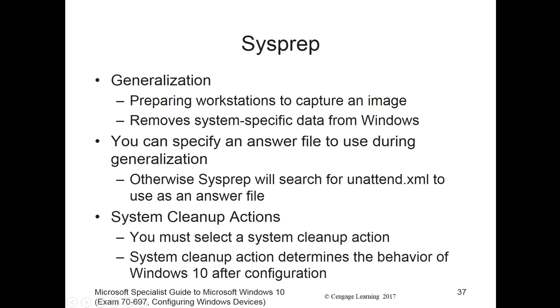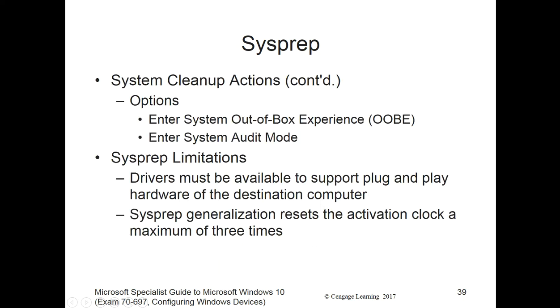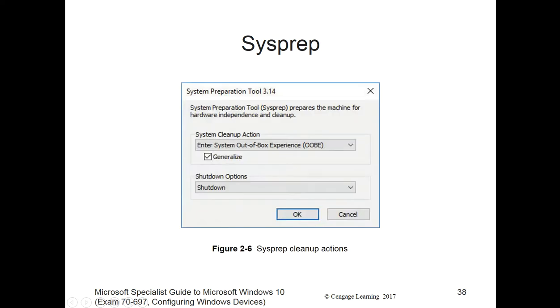The system cleanup actions: you have to select a system cleanup action. The system cleanup action determines the behavior of Windows 10 after configuration. Now here's our Sysprep interface. It's a tool 3.14. And for the system cleanup actions, we've got the options to enter system out-of-box experience or enter system audit mode right here. There it is. Pick which one we want.